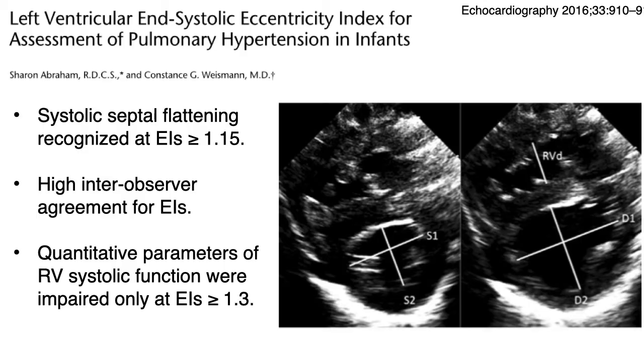So this article that was published by Abraham and Wiseman looked at a population of patients with pulmonary hypertension and found that there was a high inter-observer agreement for eccentricity index, and described that there was some degree of septal flattening with an eccentricity index above 1.15, but that they could find abnormalities of RV systolic function only when they had an eccentricity index above 1.3.